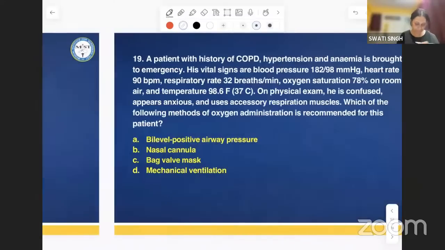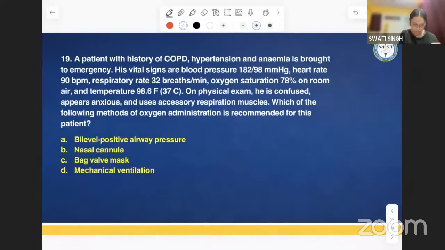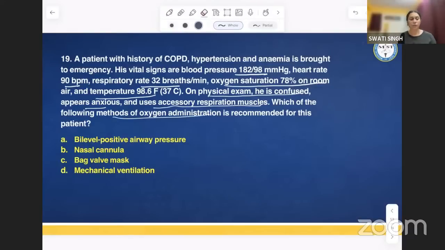Okay. A patient with history of COPD, hypertension and anemia is brought to emergency. His vital signs are blood pressure 182/98, heart rate 90, respiratory rate 32, oxygen saturation 78% on room air, temperature 98.6. On physical examination he is confused, appears anxious, uses accessory respiratory muscles. Which is the best method of giving oxygen to the patient? Who will give me the answer?